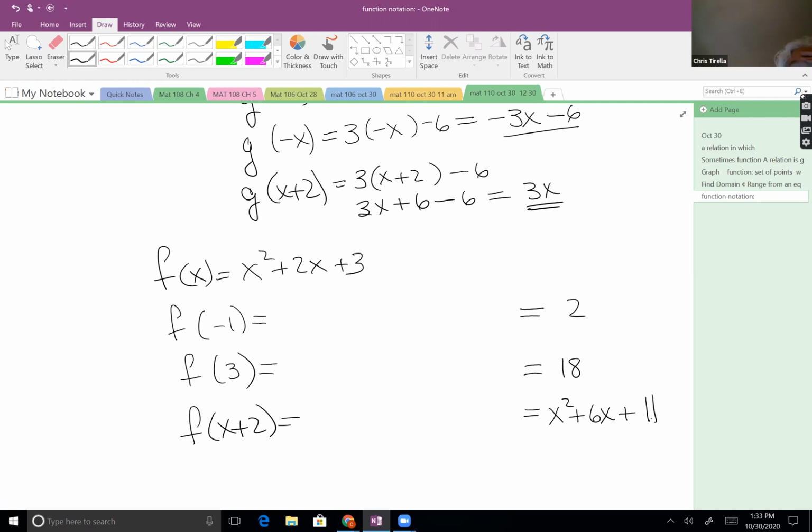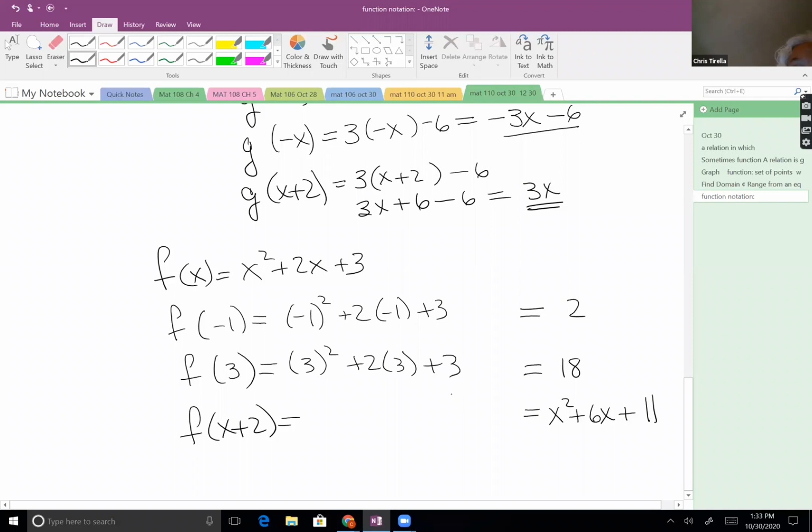How are you folks doing? Are you done yet, or do you need a little bit more time? You're good? So f of negative 1, did everybody get 2? If I take negative 1 squared plus 2 times negative 1 plus 3, I get 2. When I substitute in 3, I get 3 squared plus 2 times 3 plus 3.